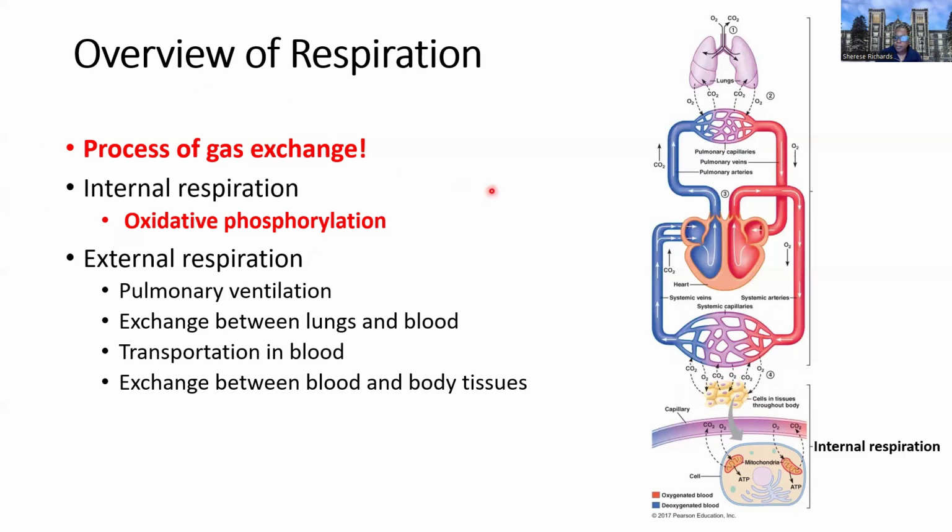Right, so internal respiration is the cellular phase of this, where oxygen plays its role in oxidative phosphorylation, while external respiration is everything else that precedes that, all the mechanical and transport and exchange that happens before.